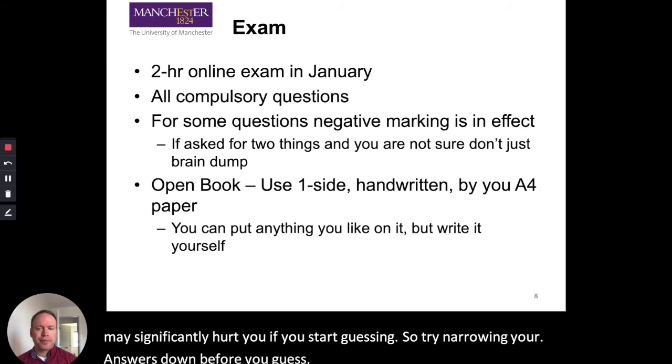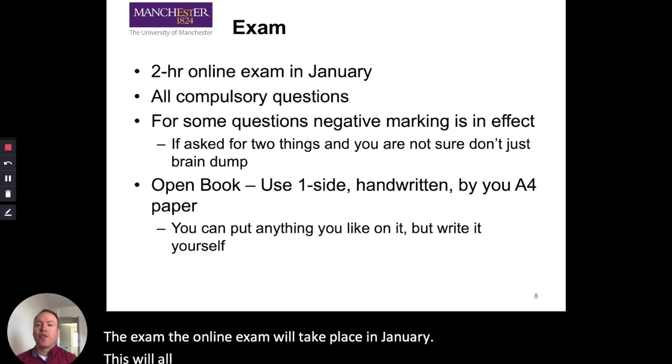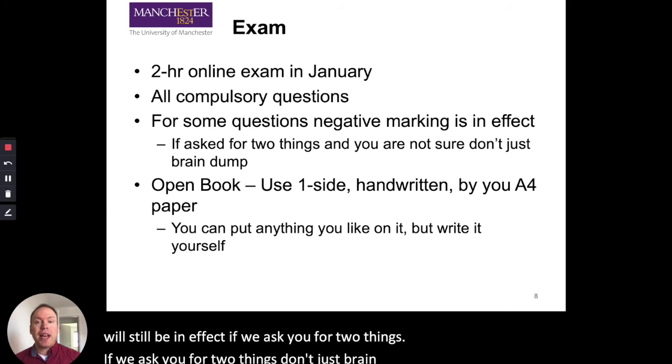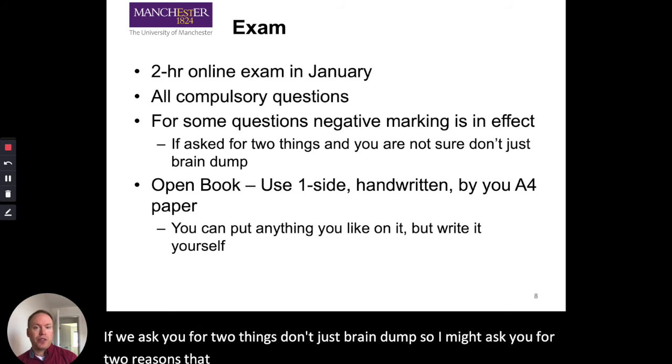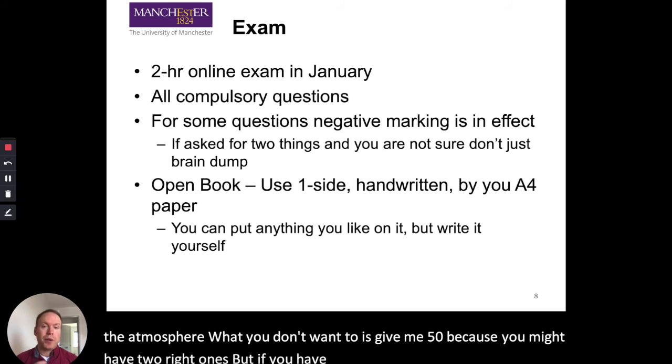The online exam will take place in January. This will all be compulsory questions. For some of them, negative marking will still be in effect. If we ask you for two things, don't just brain dump. So I might ask you for two things about the troposphere and the atmosphere. What you don't want to do is give me 50, because you might have 2 right ones, but if you have 10 wrong ones, you will get 0.